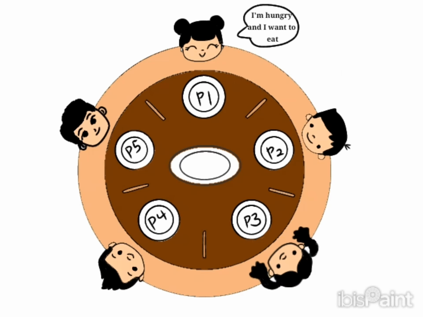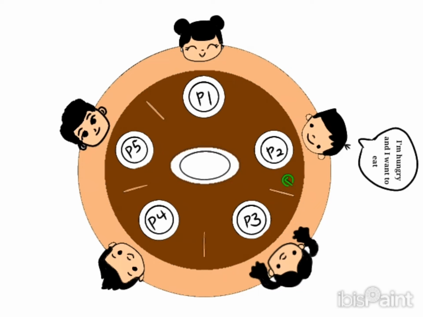So this is the problem statement. Make sure that no two philosophers who are adjacent to each other try to eat at the same time. As you can see, philosopher 1 is hungry and wants to eat, and she uses 2 chopsticks. But philosopher 2 is also hungry and he also wants to eat, but there's only 1 chopstick available. So this is called a deadlock.